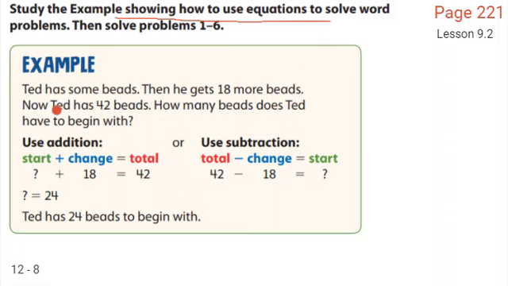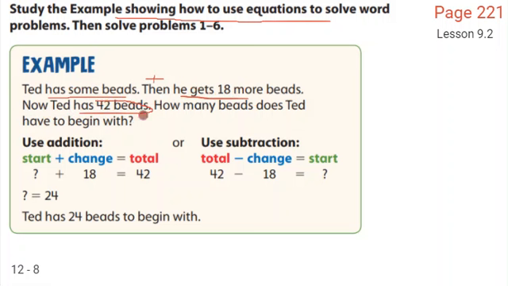So, example here, Ted has some beads. Then he gets 18 more beads. Now Ted has 42 beads. How many beads does Ted have to begin with? Well, you can use addition. So he has some beads. Then he gets 18 more. So I would say, off the bat, I would start out with an addition problem. And then it says, now Ted has 42 beads.